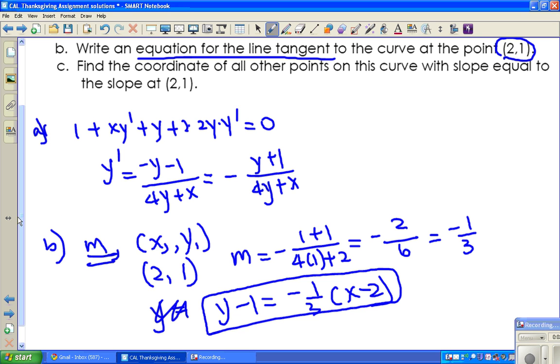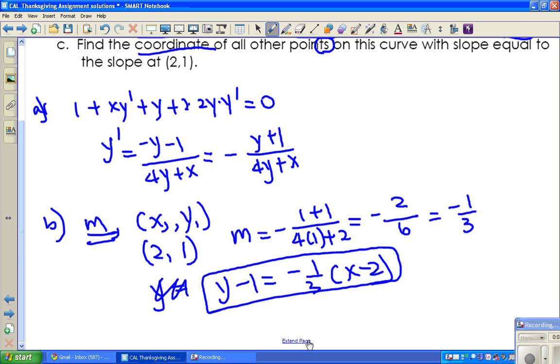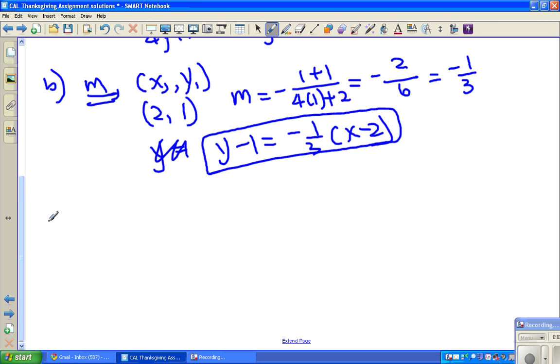Number C, find the coordinates of all other points. So chances are that there may be more than one point on this curve with the slope equal to that slope. Since the slope is equal to negative 1/3, let us look into this one. To answer part C, negative 1 over 3 must be equal to negative y plus 1 over 4y plus x. Since both of them are negative, why don't we just multiply by negative 1 on each side and get something like this?